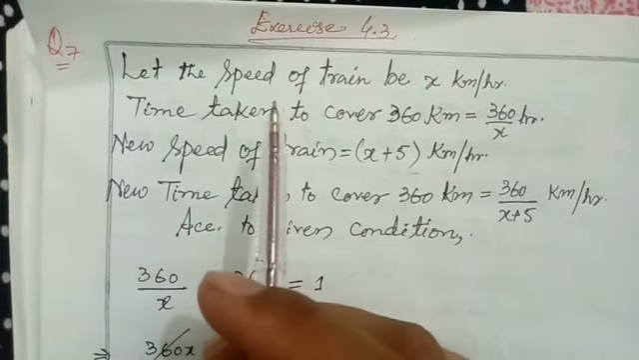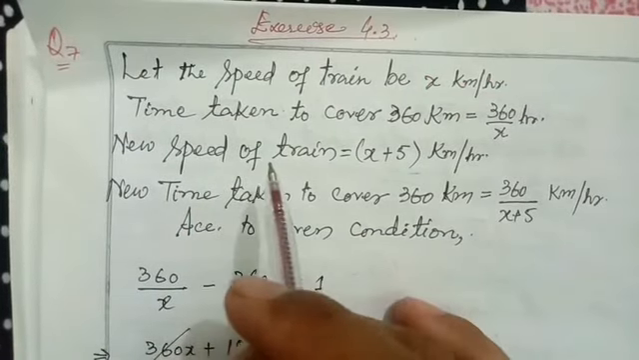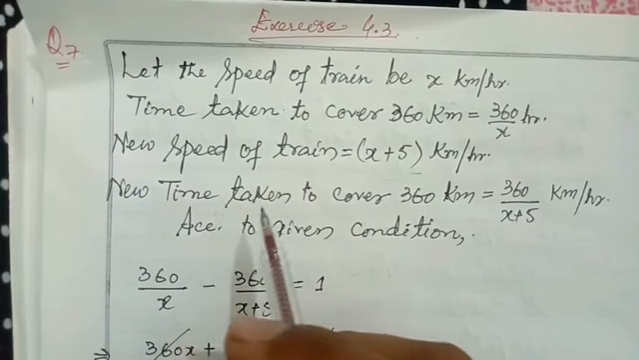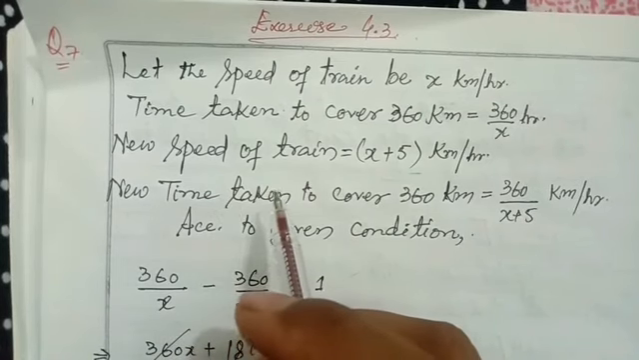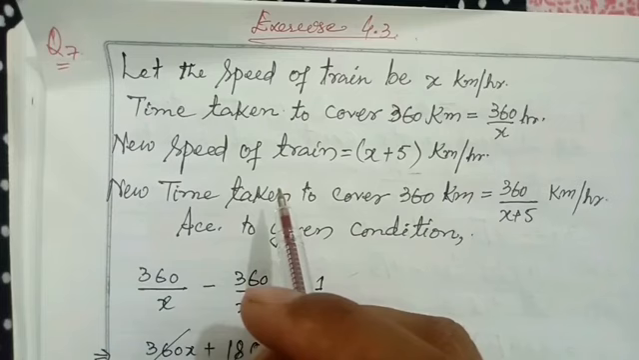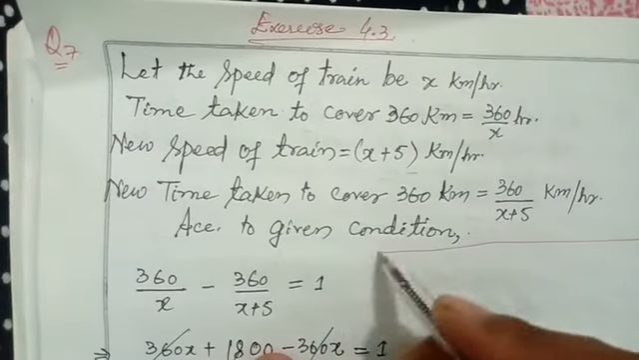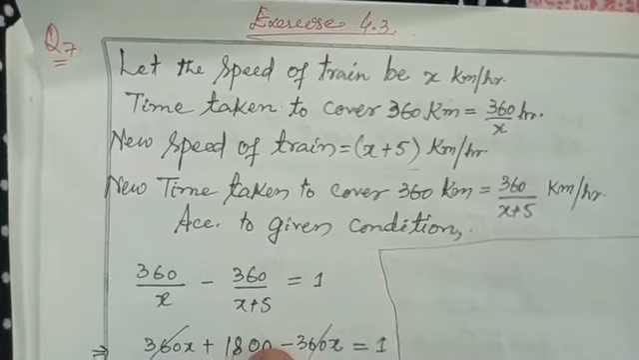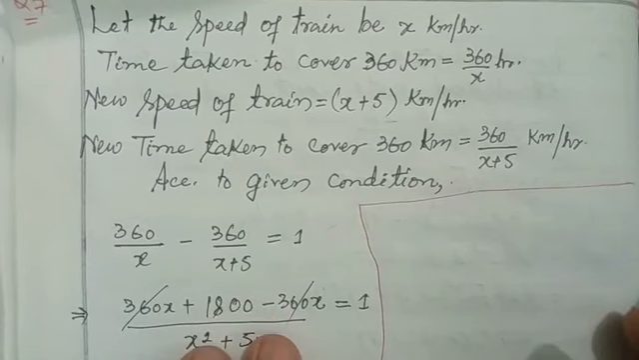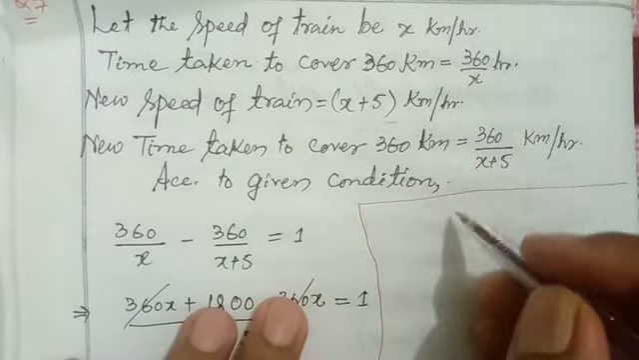Now look at question number 7. I will read it here. A train travels 360 km at a uniform speed. If the speed had been 5 km per hour more, it would have taken 1 hour less for the same journey. Find the speed of the train. We need to find here the speed of the train. I will explain this question here.